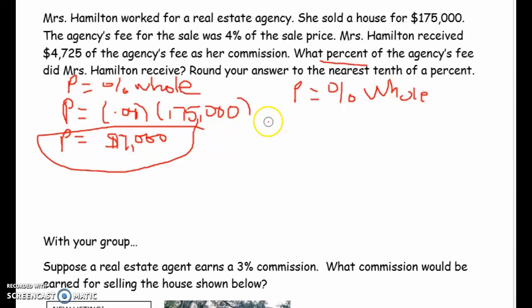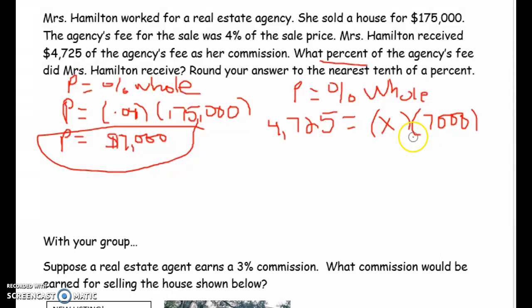Now in this case we know the part. The part is 4,725. We do not know the percent. I'm going to call it X, and I'm going to put that in parentheses. And the whole this time is 7,000 because we want to work with her fees that she received, her commission that she received out of the agency's fees.